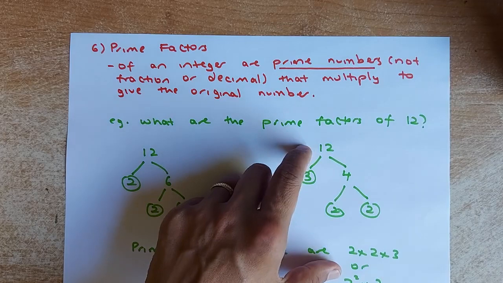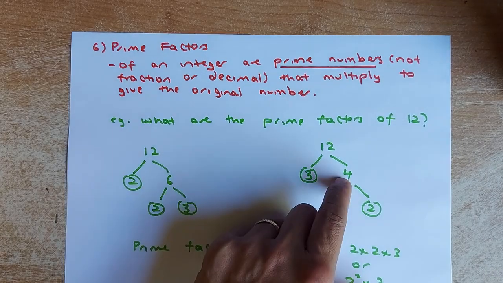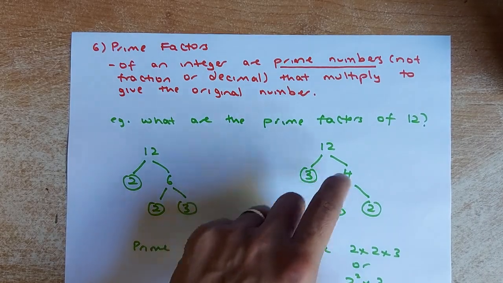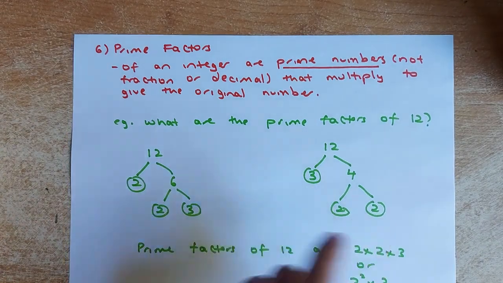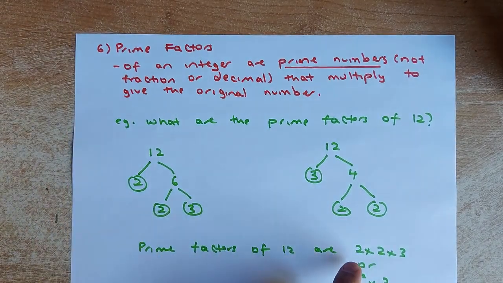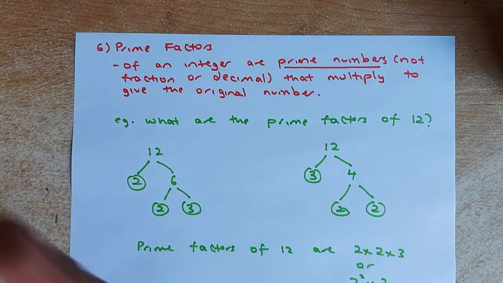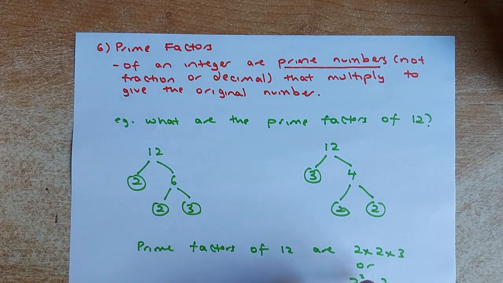Or similarly, 12 can be divided into 3 and 4. So 3 is a prime number, leave it. 4 is divided into 2 and 2. So the answer is going to be 3 times 2 times 2, which is similar to this. So the answer is going to be 2 times 2 times 3. Or sometimes you can write 2 to the power 2 times 3.